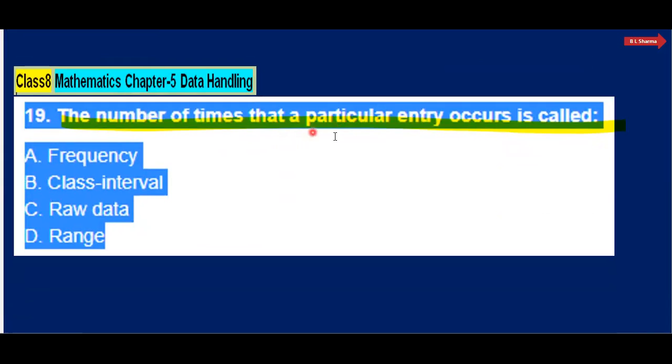The number of times a particular entry occurs is called, we have already done, frequency.